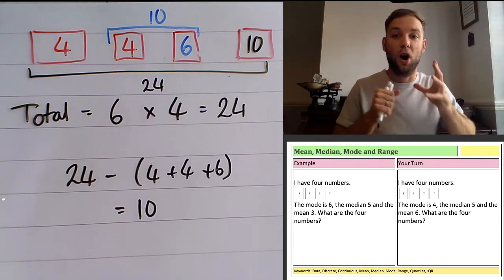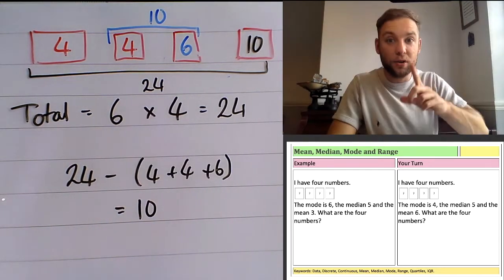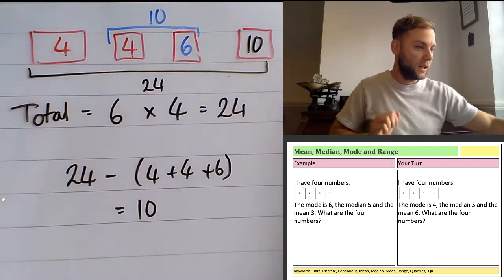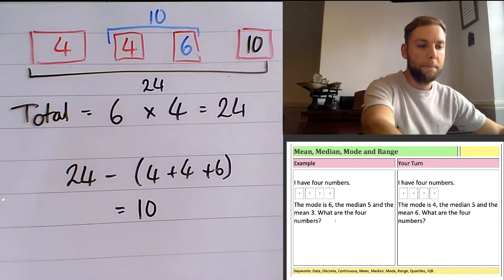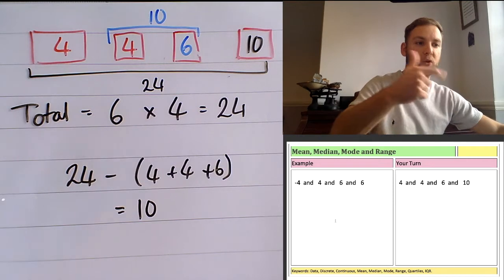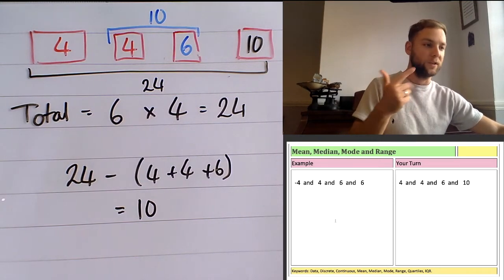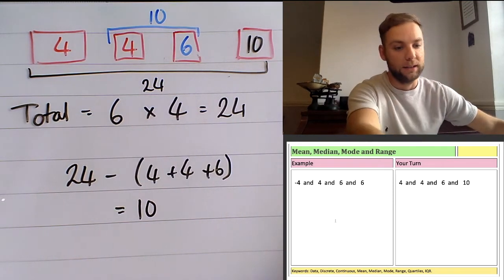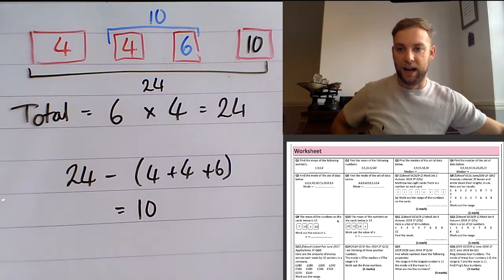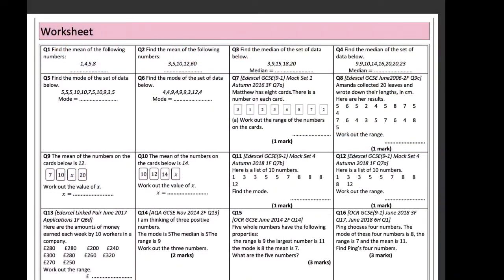Those last couple of questions are tricky, okay? So do make sure you take your time with them, alright? So, let's just check. 4, 4, 6 and 10. Absolutely perfect, brilliant. So let's have a little go at some of these now. So pause now and have a little go at these questions.